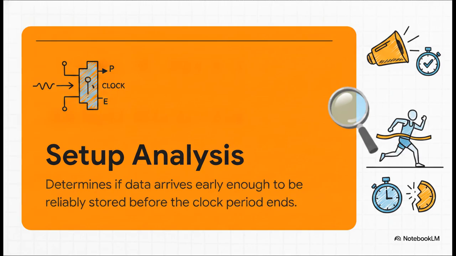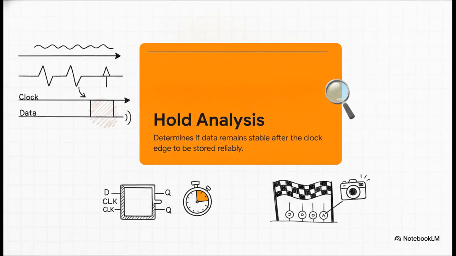The first rule is setup analysis. This just determines if data arrives at a flip-flop early enough to be safely stored before the clock period ends. Think of it like a sprinter crossing the finish line before the buzzer sounds. If the data arrives too late, well, it violates the setup time and the race is lost. But simply crossing the finish line isn't the only rule. The second rule is hold analysis. This checks to make sure that the data remains stable for a brief moment after the positive edge of the clock. The data can't just vanish the exact millisecond it crosses the line, right? It has to hold its pose for the finish line photo so it can actually be reliably stored.